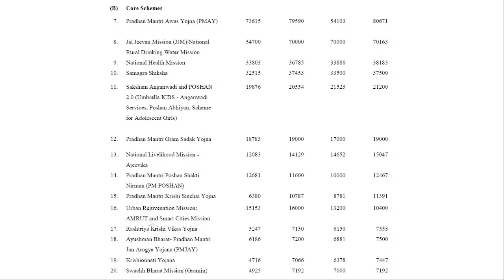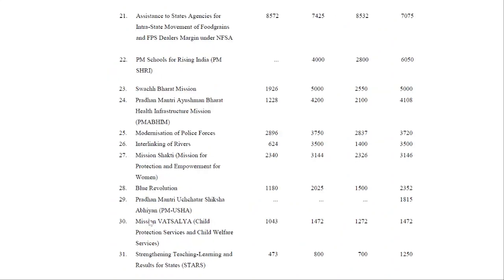Amrut. All these are fine. If you can remember, okay, but I don't think you can remember the numbers for all of this. But this PM Shri is in the recent budget. It has been highlighted, regarding the schools. So try to remember that there is something called PM Shri. Swachh Bharat Mission is the Prime Minister's very favorite, so remember around 5,000. No change. See, 5,000, 5,000. Interlinking of rivers 3,500. All these things. PM Usha.